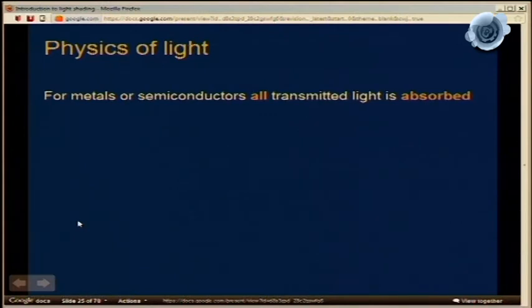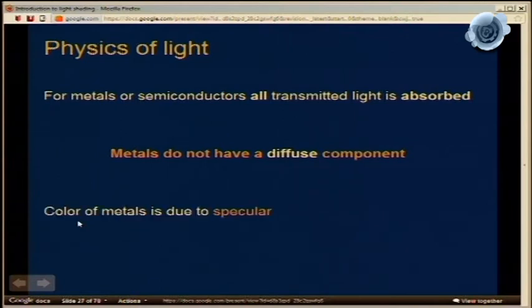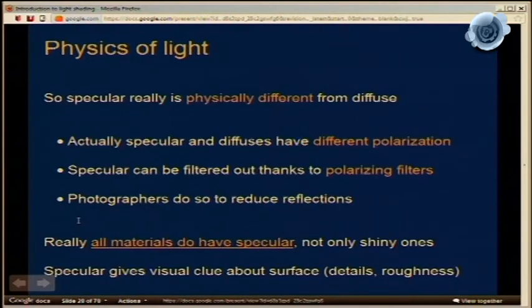There are metals and semiconductors that have a peculiar behavior: all the transmitted light is immediately absorbed. It's not going to be re-emitted. And the consequence of this is that metals do not have a diffuse component at all. The diffuse component of metal is pitch black. And this means the color of metals only comes from specular, because remember, the Fresnel coefficients depend on the wavelength, and this is what will change the color of metals.